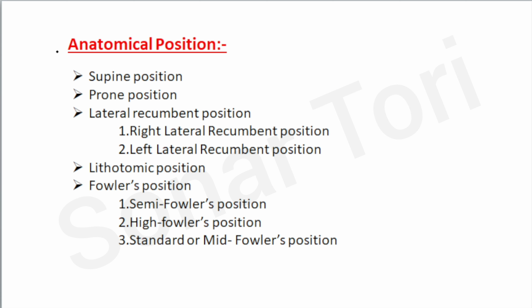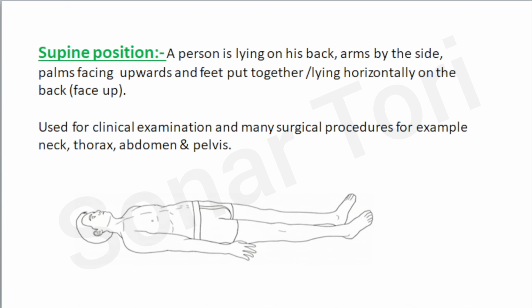So here are the positions that I describe in this video. Those are supine position, prone position, lateral recumbent position, which can be divided into two types, right lateral recumbent position and left lateral recumbent position. Then lithotomy position, then Fowler position, which is also divided into three types: semi-Fowler position, high Fowler position, and standard or mid-Fowler position. So first, what is supine position?